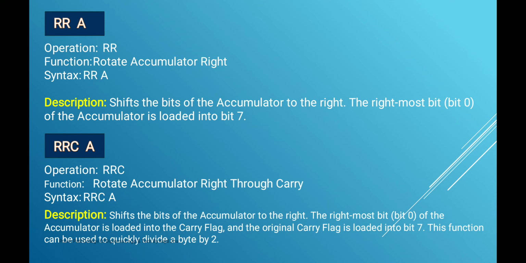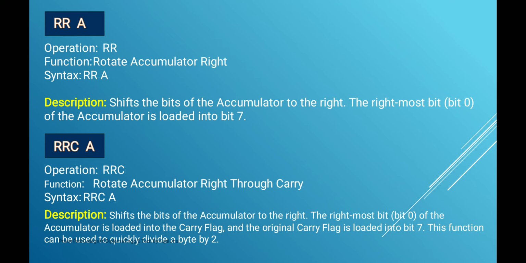Then after that, RR, that is rotate right. Rotate accumulator right shifts the bits of the accumulator to the right side. Now the D0 bit becomes the D7 bit, because we start counting from zero. The value present at bit 0 becomes the value of bit 7.